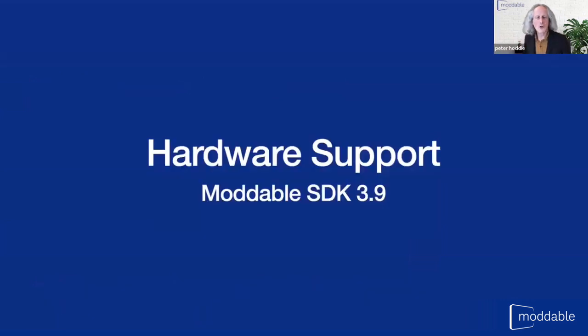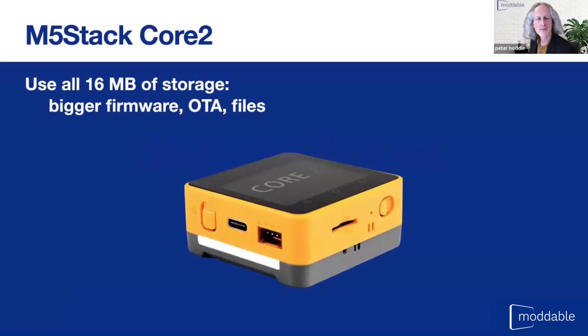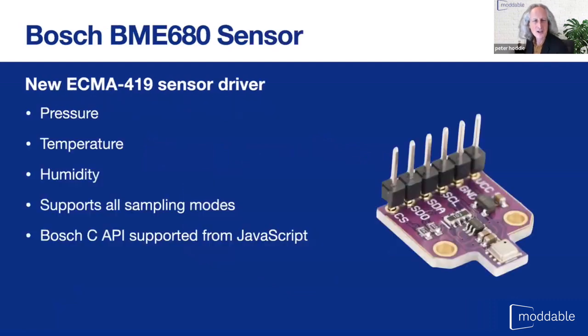So there's also lots of new hardware support, and just to quickly run through that, for M5 Stack Core 2, which I know a lot of folks use with StackChain, now we have 16 megs of storage available by default. That means you can have bigger firmware images, you can do over-the-air updates with bigger files, and you can have a bigger file system. So really nice to be able to use everything that's there.